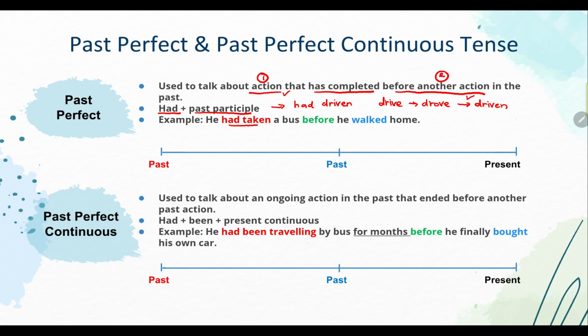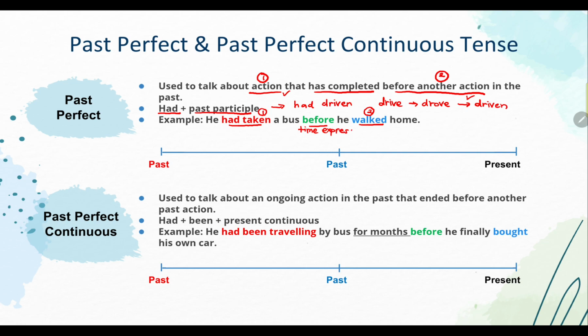He had taken a bus before he walked home. So as you can see, there are two actions here. So which one happens before the other? Yang mana yang berlaku dulu? Did he take the bus first or did he walk home first? Okay, the answer is he had taken a bus first, before he walked home. So we can also get a clue from the time expression that is used here.